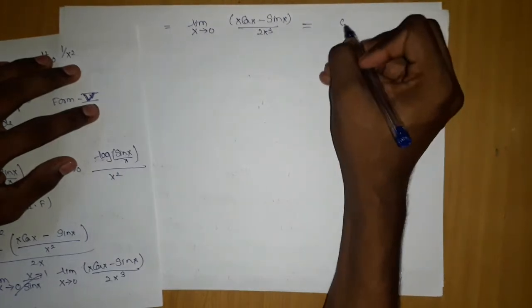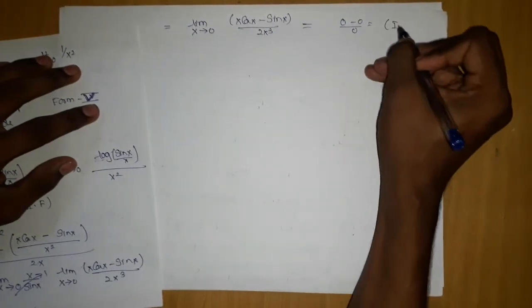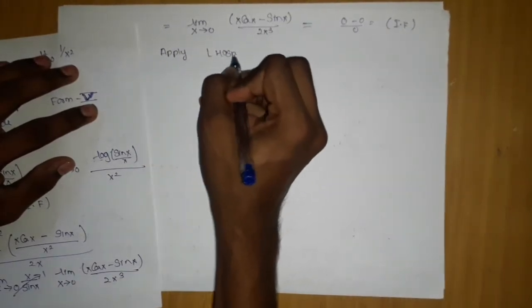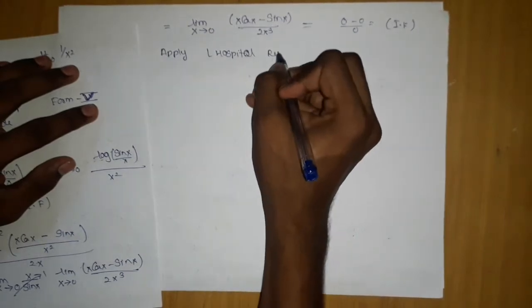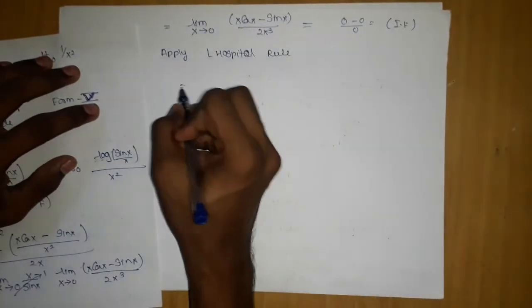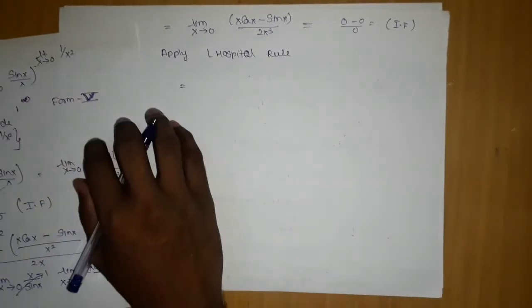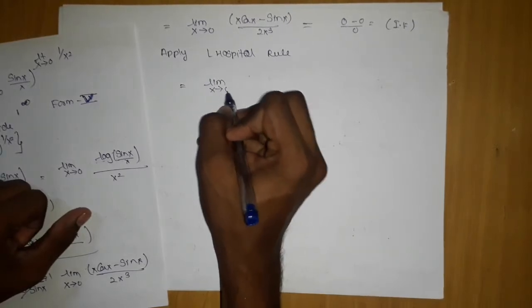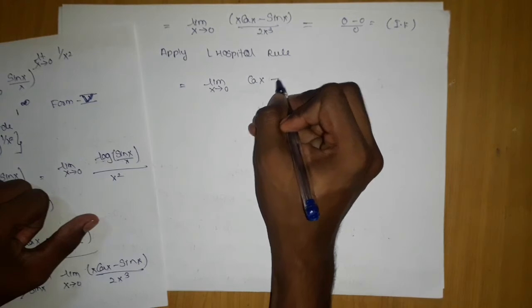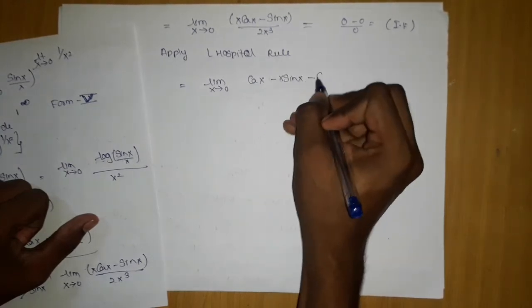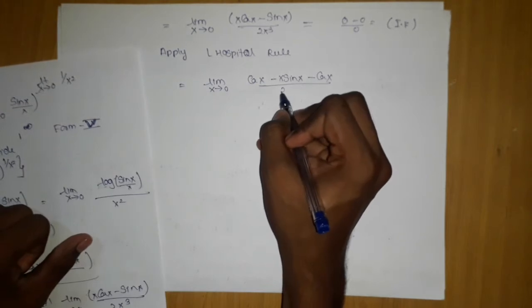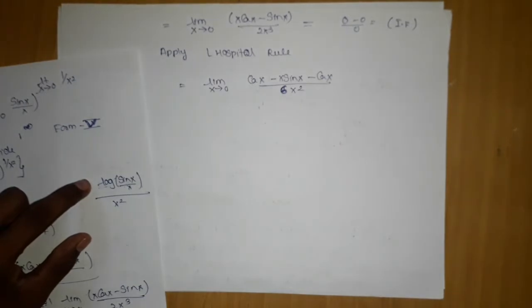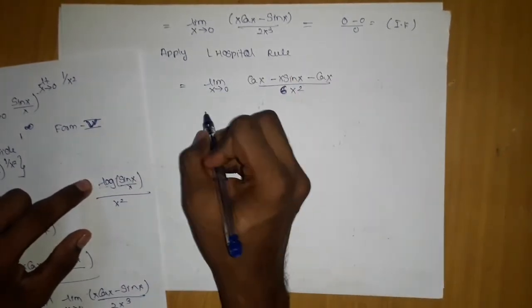If I put the values, I have 0 minus 0 by 0, which is again an indeterminate form. Apply L'Hopital's rule. If I differentiate the numerator and the denominator, we get limit x tends to 0 of (cos x minus x sin x minus cos x) the whole upon 6x square. Here this and this will cancel out.